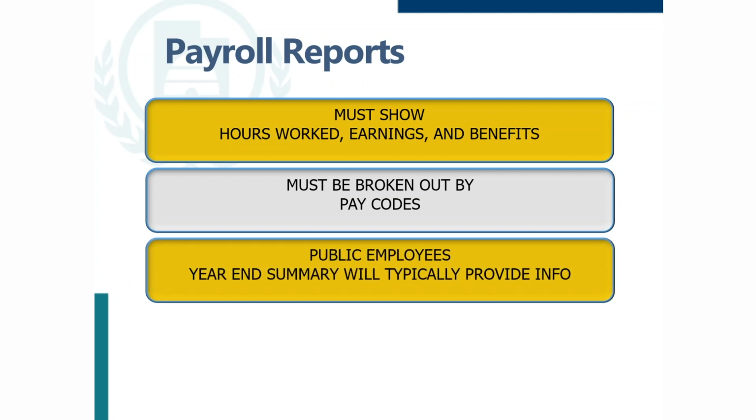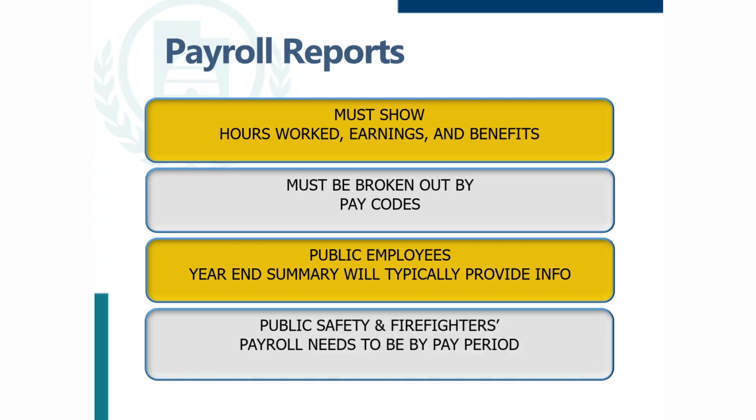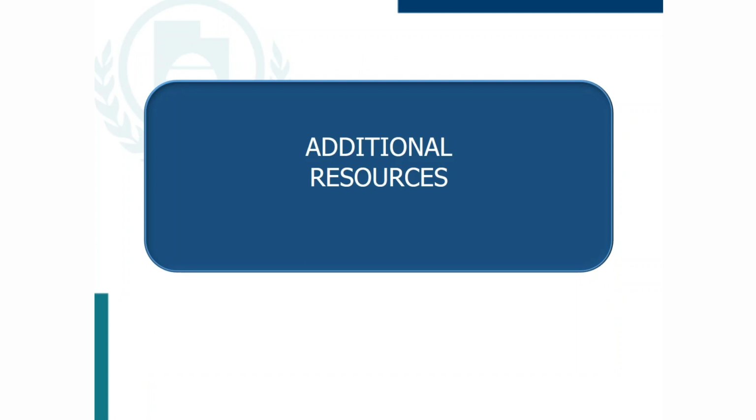If you have public employees, typically a year-end summary payroll report for each employee will provide us what we're looking for. But if you have public safety and firefighters, we're probably always going to need you to provide us that report that gives it to us by pay period and then a year-end summary, because as you all know, public safety and firefighters, the reporting on them is a little bit more strict. Okay, so that's what we need for the payroll reports.